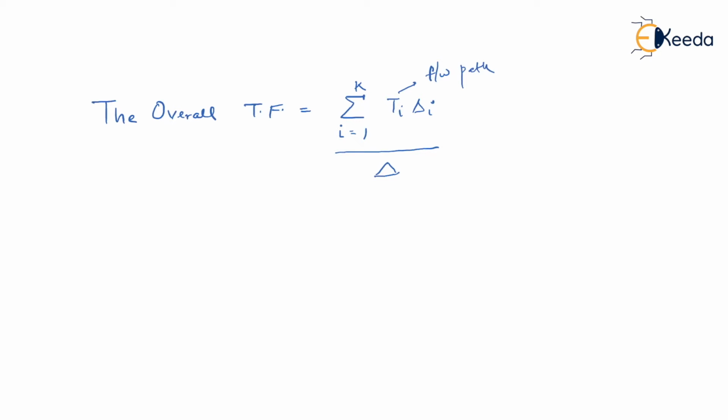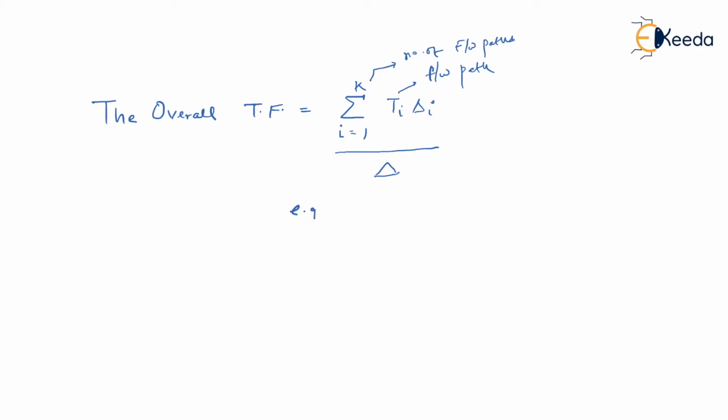Now, an SFG problem will be given to us and they will ask you for a transfer function, that is nothing but the overall transfer function. By definition we know that it is the summation i equal to 1 to k of Ti delta i, whole divided by delta, where T stands for a forward path, and k indicates the number of forward paths.